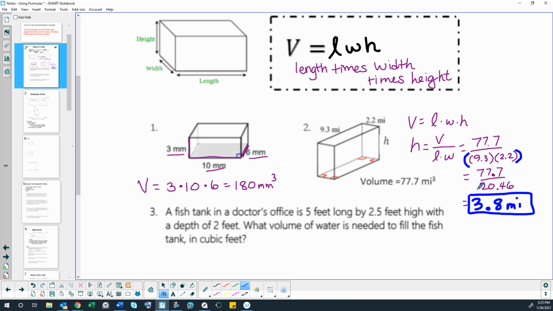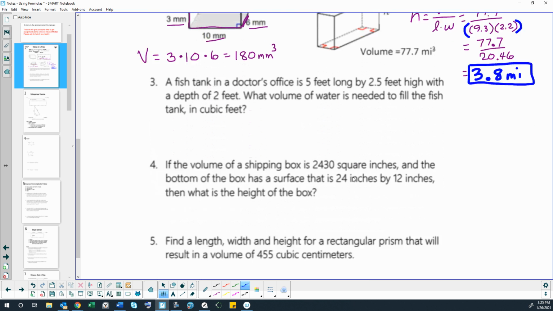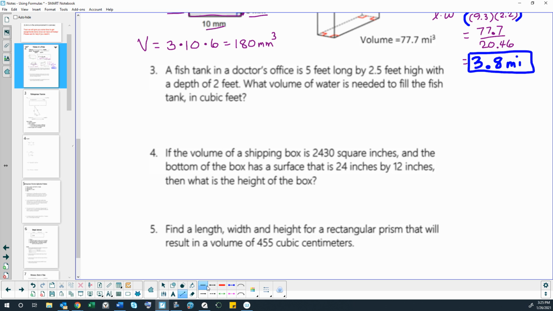A fish tank in a doctor's office is 5 feet long by 2.5 feet high with a depth of 2 feet. Ugh, I like having pictures, but sometimes I don't like drawing pictures. So, we draw a box of some sort here, and then put some depth to it.